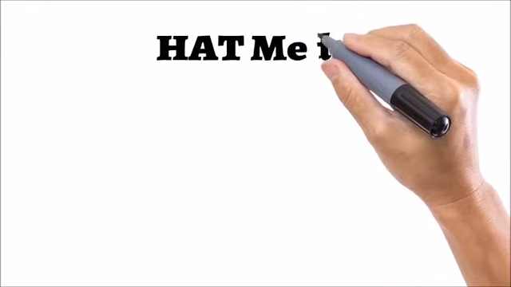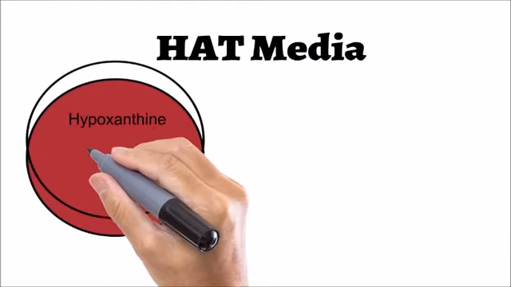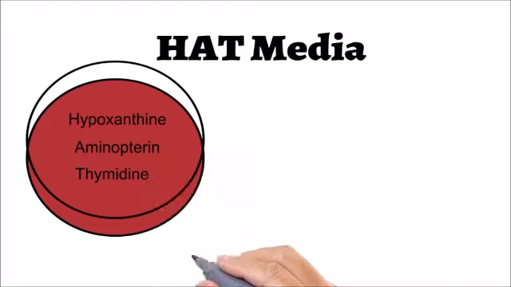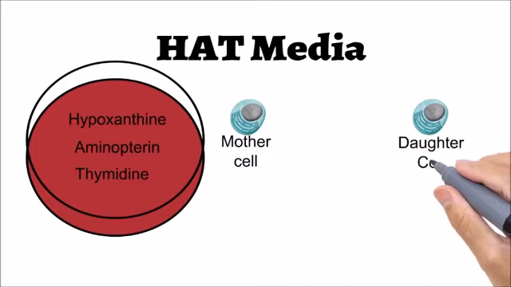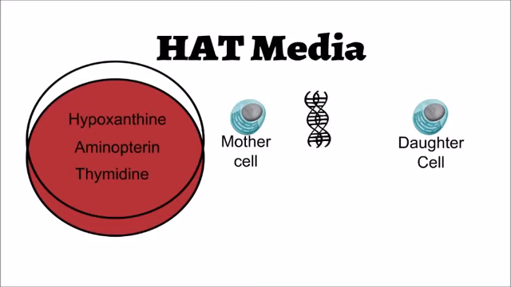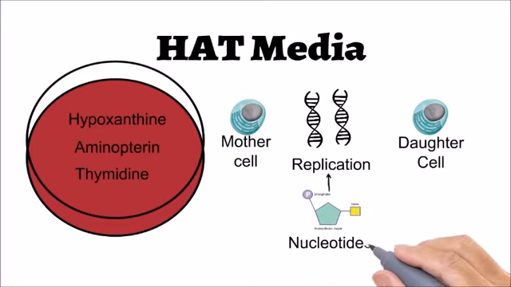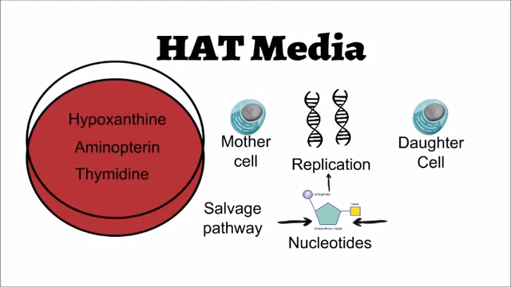Selection is carried out on the HAT media, HAT. Here the H is for hypoxanthine, A is for aminopterin, and T is for thymidine. These are the contents which are present in the HAT media. See, whenever any cell divides in the artificial media, before dividing it must synthesize a new copy of the DNA, and for that it requires the synthesis of nucleotides. Nucleotides can be synthesized in two ways. Either the cell can go for the salvage pathway or it can go for de novo synthesis.